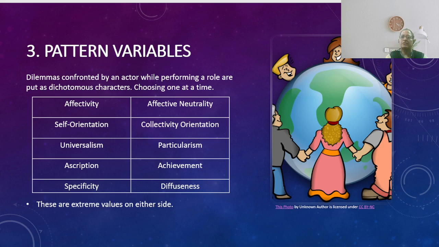So this is just the set of variables, okay? Just to ensure these are the dilemmas, that's it. It has nothing to do with the reality all the time, okay? Reality always depends on the context. Okay, what is the situation?